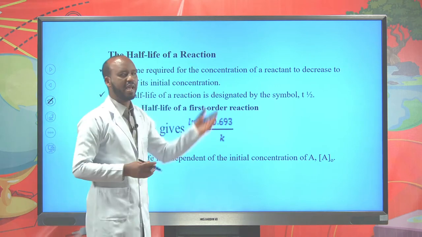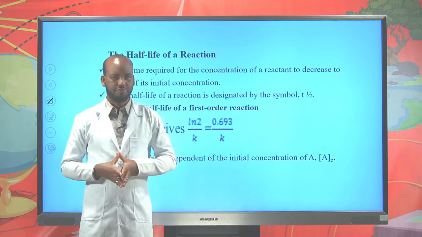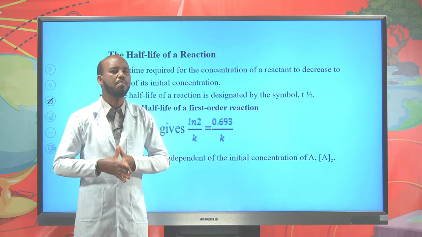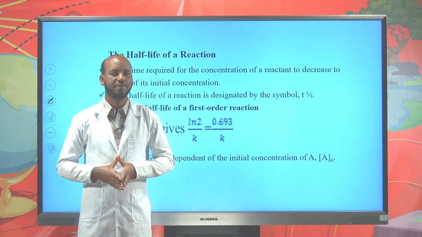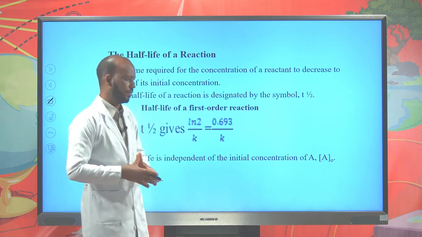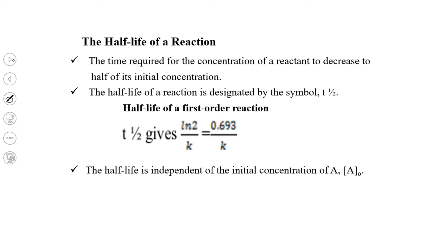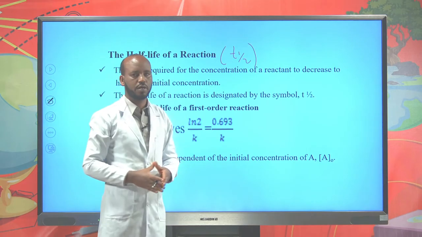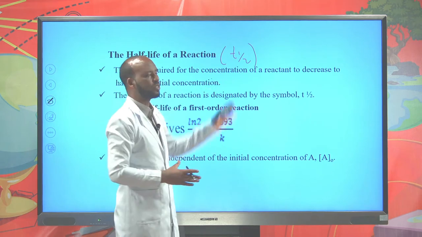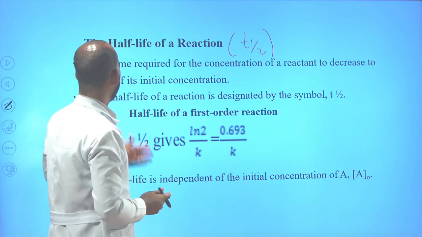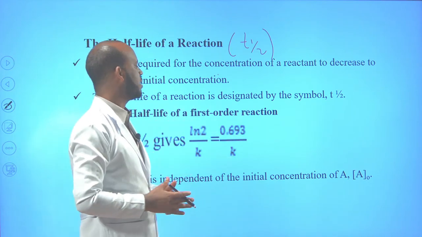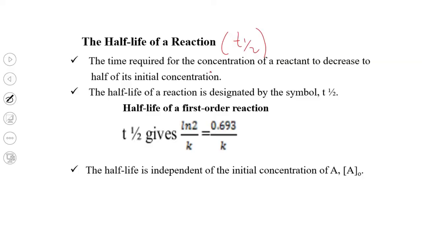The half-life of a reaction. The half-life of a reaction is the time required for the concentration of the reactant to reach half its initial concentration. Half-life time of a reaction is denoted by the symbol T-half.